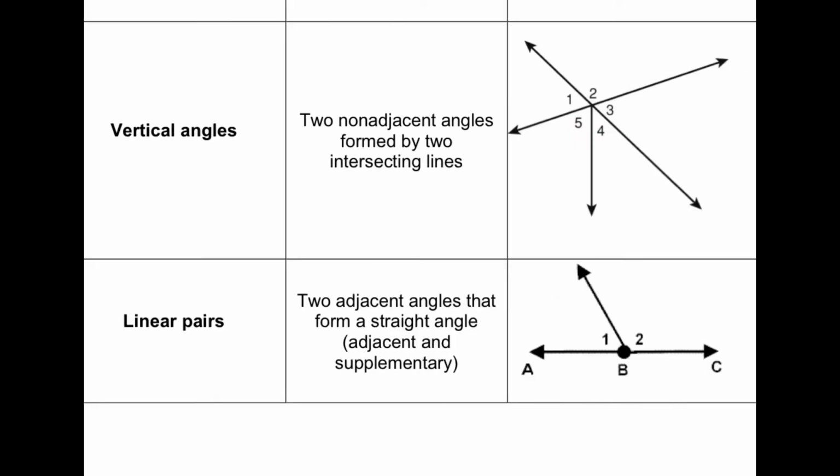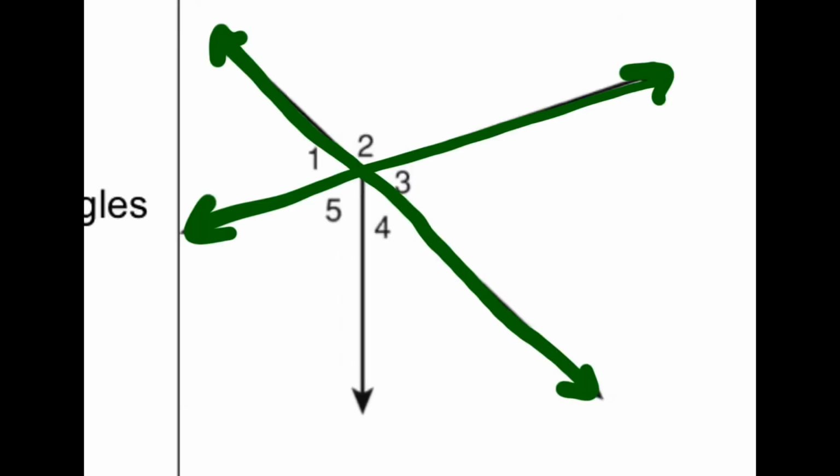Vertical angles are two non-adjacent angles formed by two intersecting lines. So consider these two lines that I've shaded in green. Angles 1 and 3 are considered vertical angles, and they're equal to each other. Angles 2 and, well, if you combine the areas of 4 and 5 together, are equal to each other, where I put the blue lines. Those are considered vertical angles. There can be multiple sets of vertical angles within the same diagram. The only criteria is when you have two lines that cross, the opposite angles are equal.